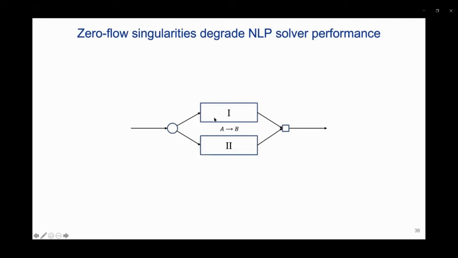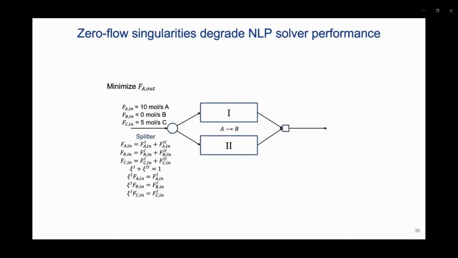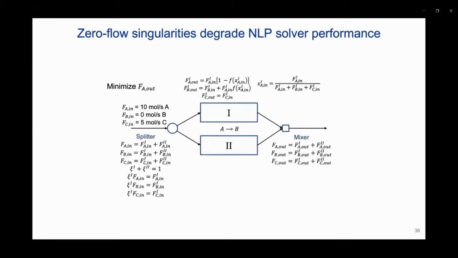So let's say I have a feed and two possible reactors, one and two. Here I have the feed coming with A, B, and C. Then I want to minimize, for example, the amount of raw material A I require. I have the equations for the splitter, which are simple algebraic equations, and then for the split fractions, the equations for the mixer, which are again simple algebraic equations. And then I have the equations for the conversion. Now here what happens is we have it for reactor one and for reactor two.